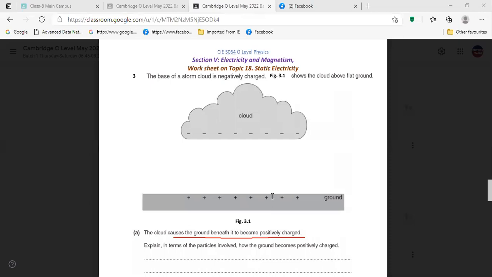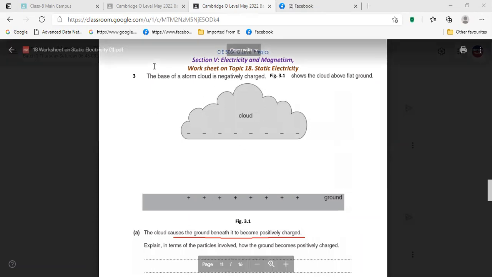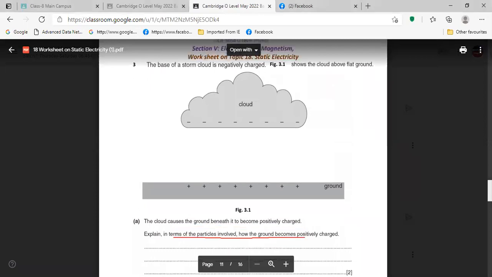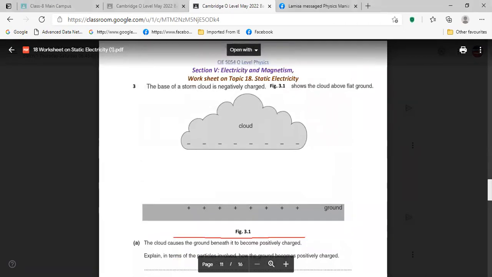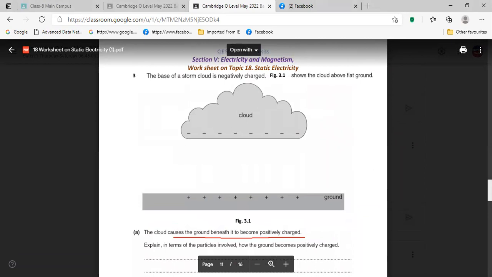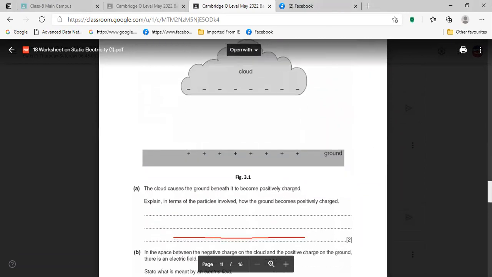They are asking you to explain in terms of the particles involved how the ground becomes positively charged. For this question, how many marks are there? We have to check, then we will start our answer. So we have 2 marks here. Now, how will we focus our answer?